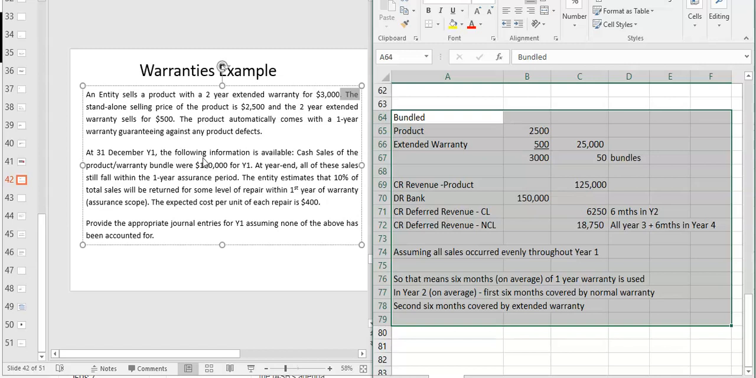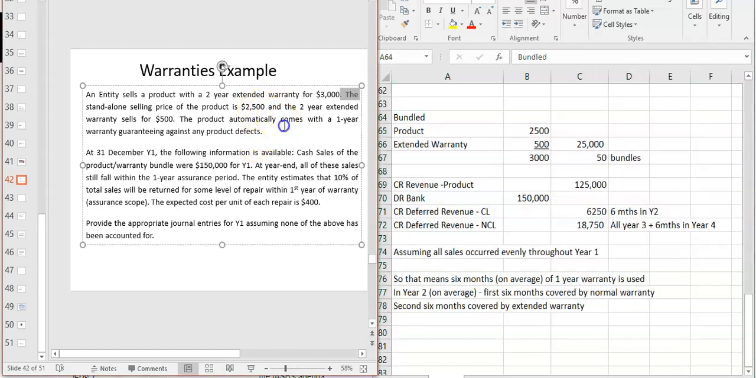And that means then 6 months will be covered in year 2. That's for the traditional warranty. So the extended warranty only comes in after that, which will be year 2, year 3, and a bit of year 4. That's a bit more complicated now, more of an exam level question when you're dealing with the practicalities of when the sales actually take place.